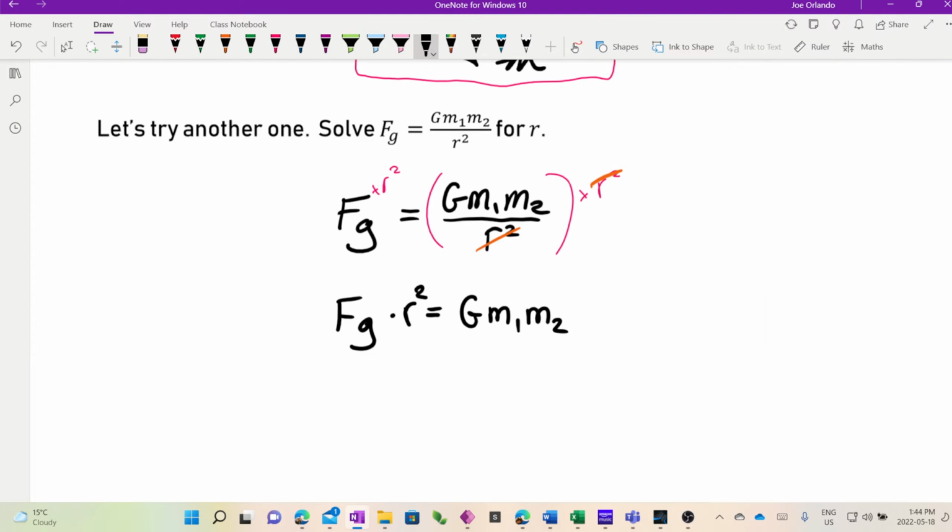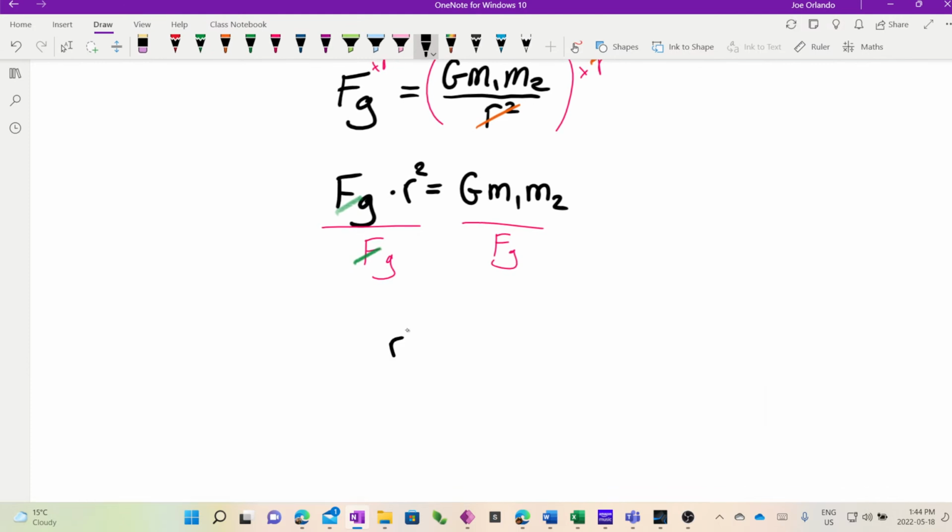All right, what would our next step be? Very good. That'll get rid of that. I feel like I'm turning into Will and saying down all the time. All right, r squared will equal.